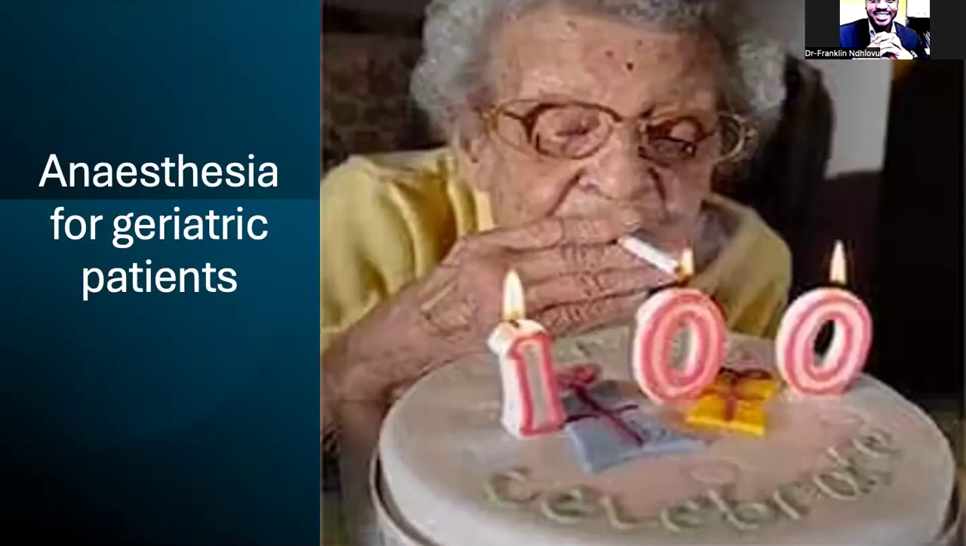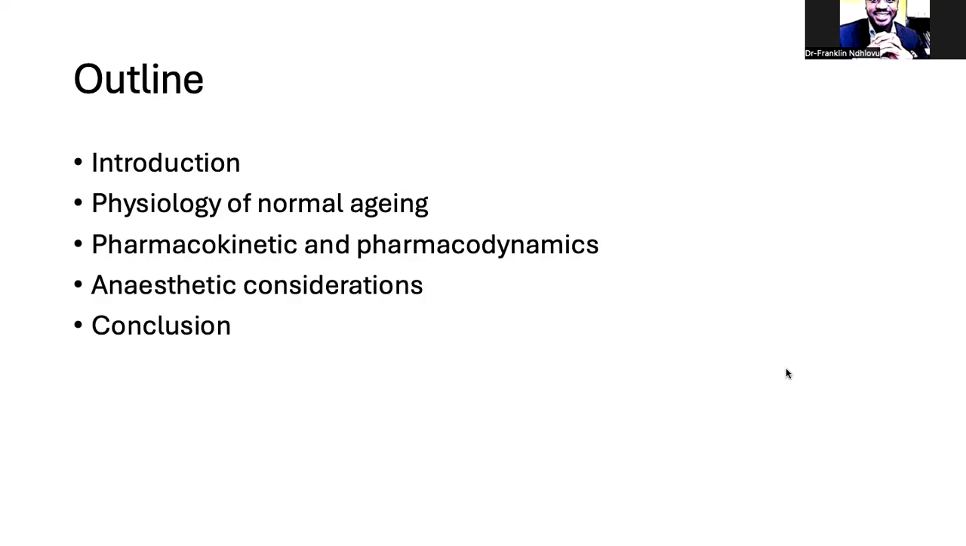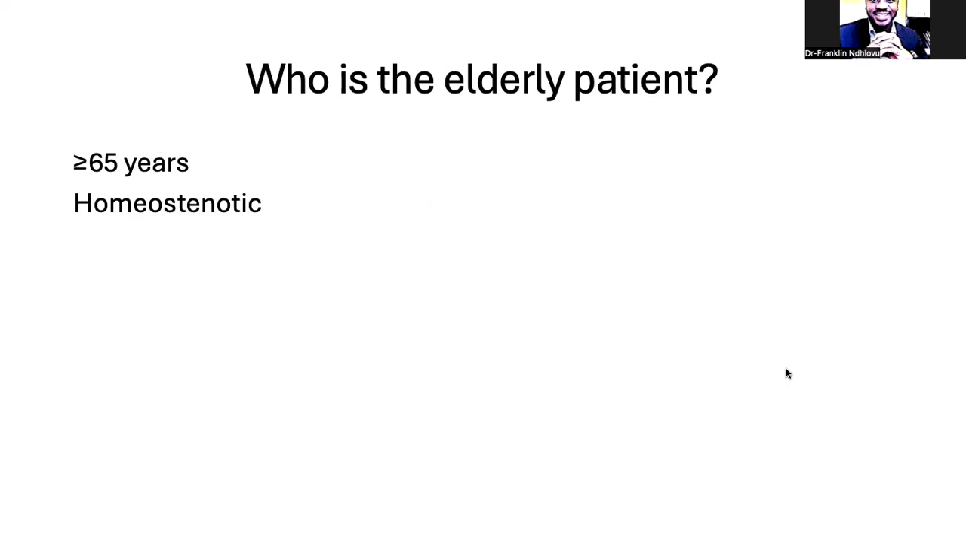Good day, everyone. Today I'll be speaking to you about anesthesia for geriatric patients. So, the outline of this presentation is that we will start with the introduction. We'll look at the physiology of normal aging, pharmacokinetics and pharmacodynamics. We will also look at the anesthetic considerations and finally the conclusion.